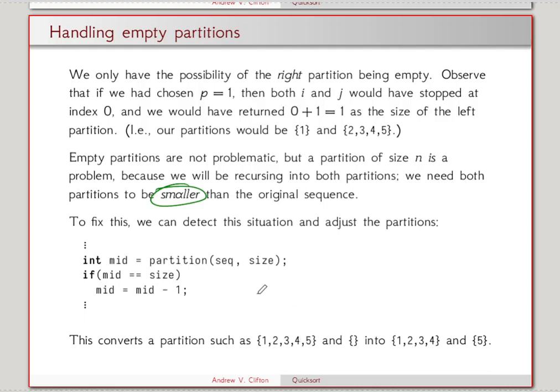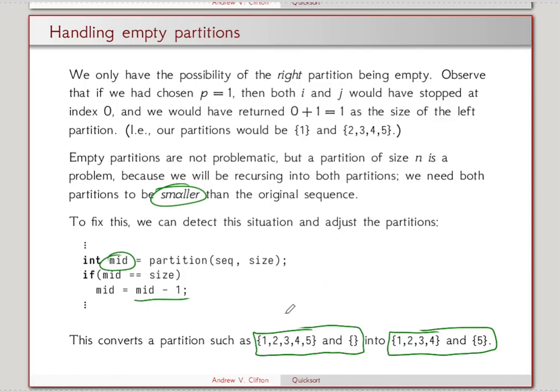So what we can do is just fix this manually. After we get the split point from the partition function, we check to see if it looks like this, everything on the left and nothing on the right, and then we just manually convert it to one thing on the right and everything else on the left. I'm just moving the split point.